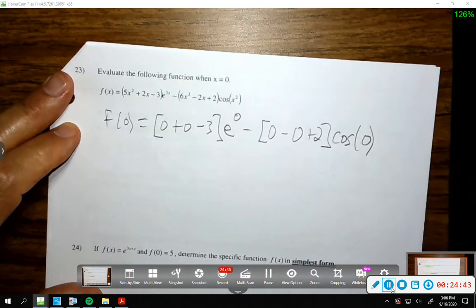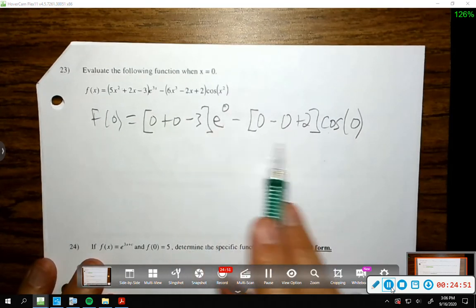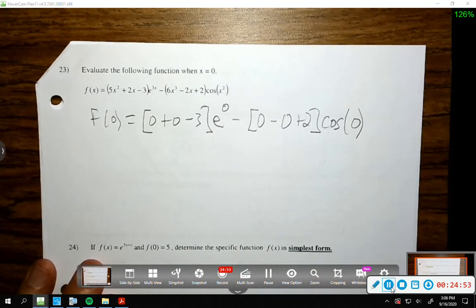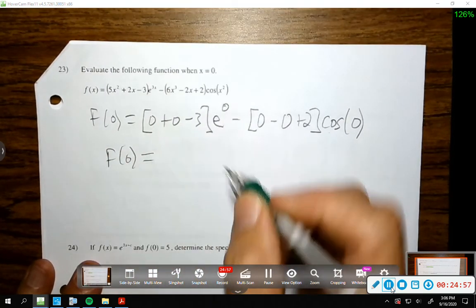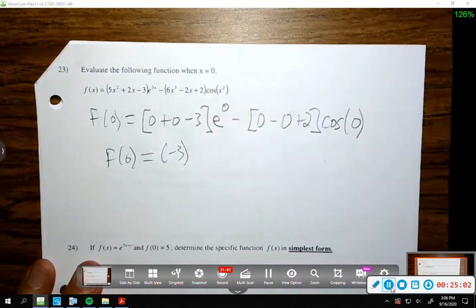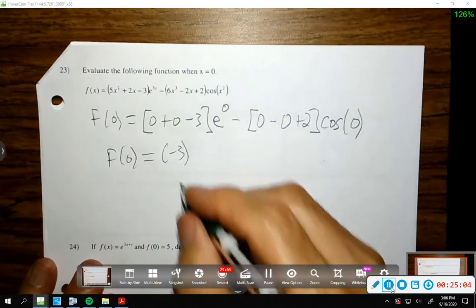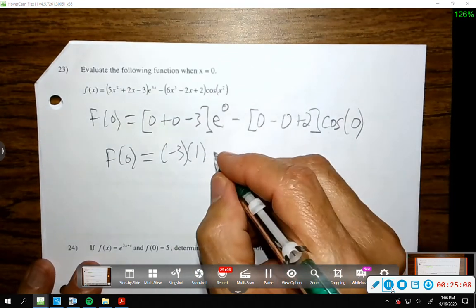I'm giving you this problem because I cannot tell you how much on the AP test you're going to have to evaluate e at 0 and cosine at 0. Because students want to make those values just 0, and they are not. Here I get negative 3, but e to the 0 is 1. Anything raised to a power of 0 is 1, not 0.